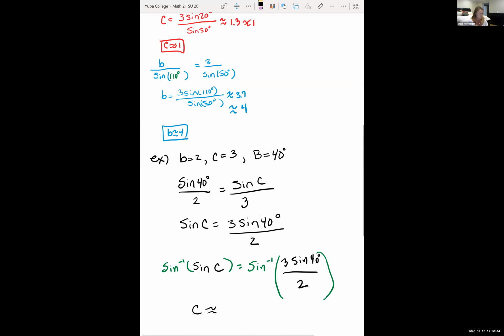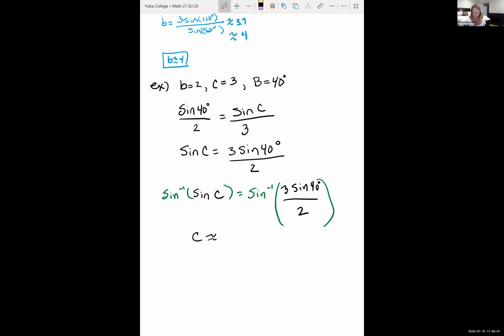And so here, if you plug this 3 sine of 40 degrees over 2 into your calculator, it's going to help us know if there is no triangle. If you get that this number is bigger than 1 or less than -1, you can't have a value that is outside of that range. Sine is always between -1 and 1, and so then no triangle would exist. When I plugged it in the calculator, I'm going to leave it like this when I take the sine inverse, but decimal form right now is approximately 0.964.